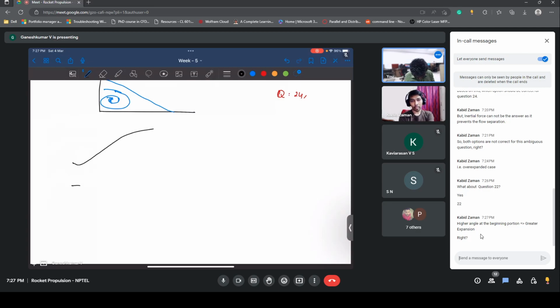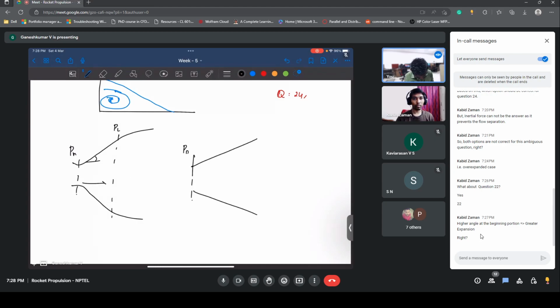In the contour nozzle, it has a larger initial divergence angle. So here the pressure is large and here the pressure is less. So this is, let's say, high pressure, this is low pressure, and in the conical nozzle, it's going to be like this.